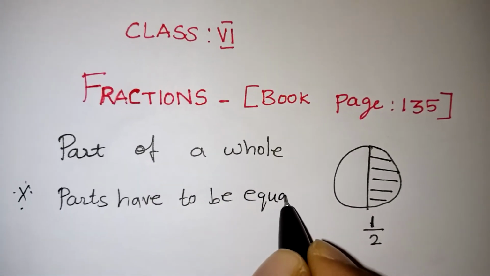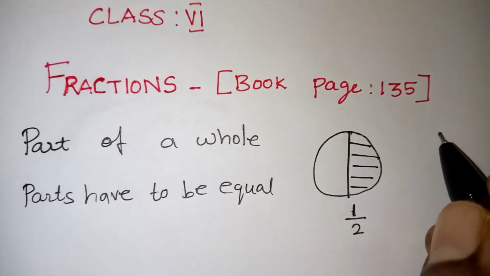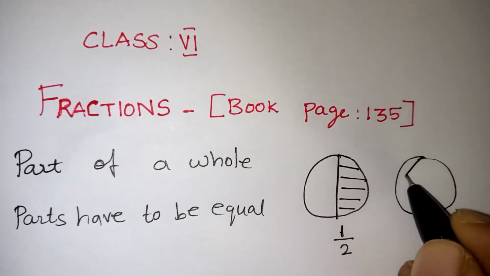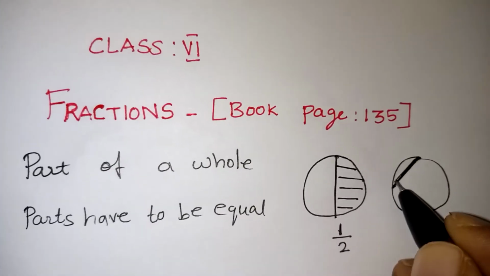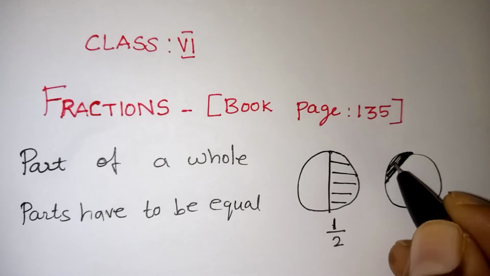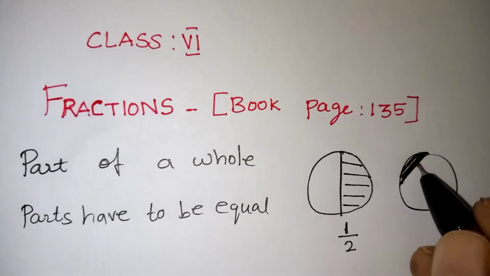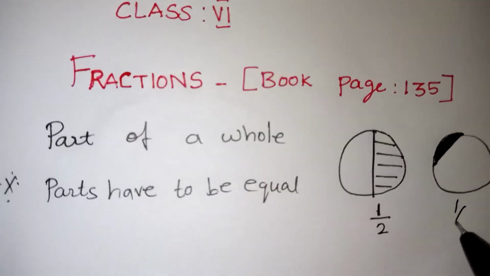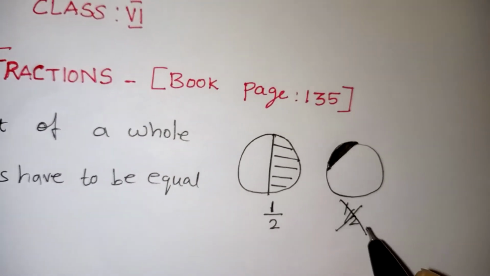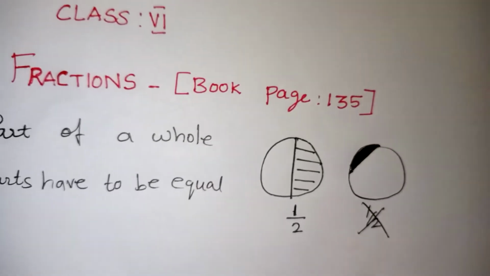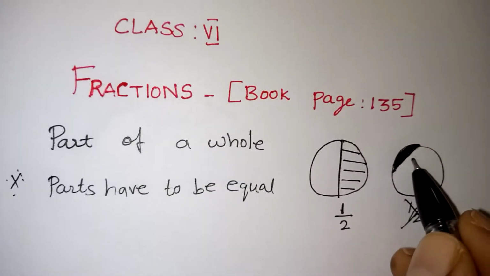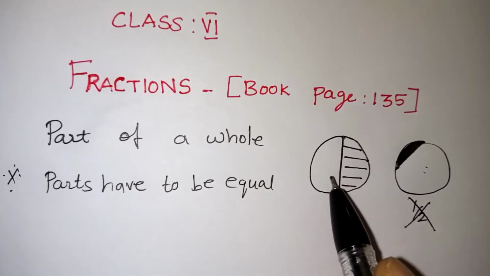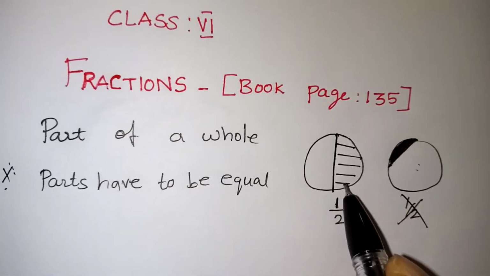So here the same thing. Suppose you have a same size pizza, but you didn't cut it into equal parts. Suppose you cut it in this way, and only this much part you have given to someone, and this much you are taking. Here, what is the fraction for the shaded portion? We cannot say that it is 1 by 2. It's not possible at all, because you didn't give half of the portion to the other one. So when the parts are not equal, we cannot represent it by a fraction. As of now, only when the parts are equal can we go for a fraction.